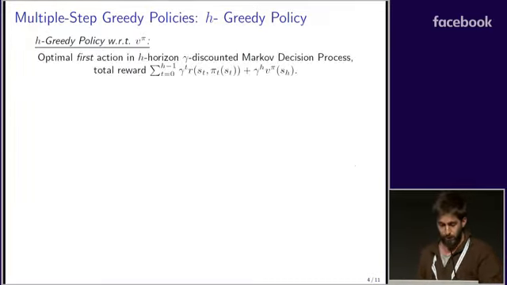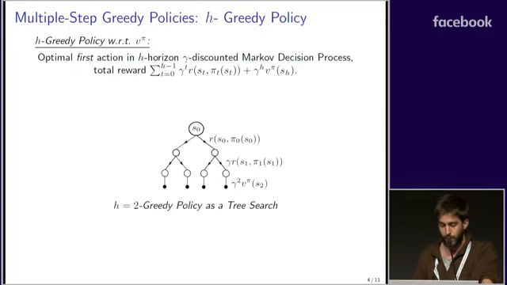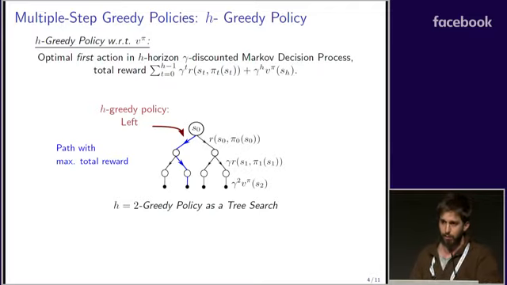It is basically the optimal first action in an h horizon gamma discounted MDP, with the following total reward, as you can see here. In order to better imagine it, let's think about some tree search problem, such that in each stage we get a gamma discounted reward, and at the leaf we get the value function times gamma to the h. In this tree search problem, we have some optimal trajectory, some optimal path that achieves the maximal reward. And the h greedy policy is simply the first optimal action at the root.